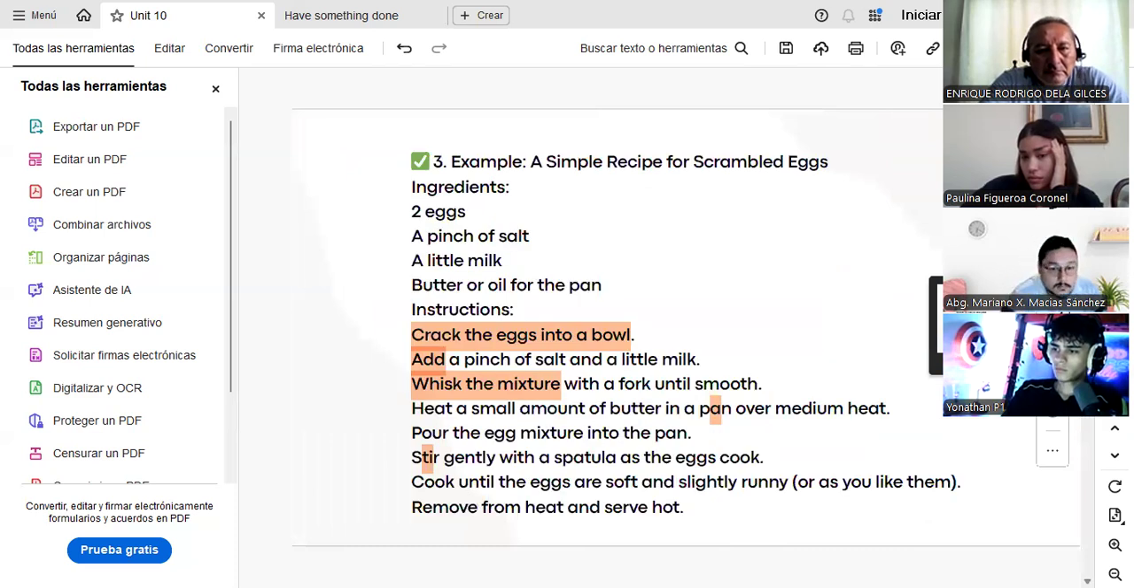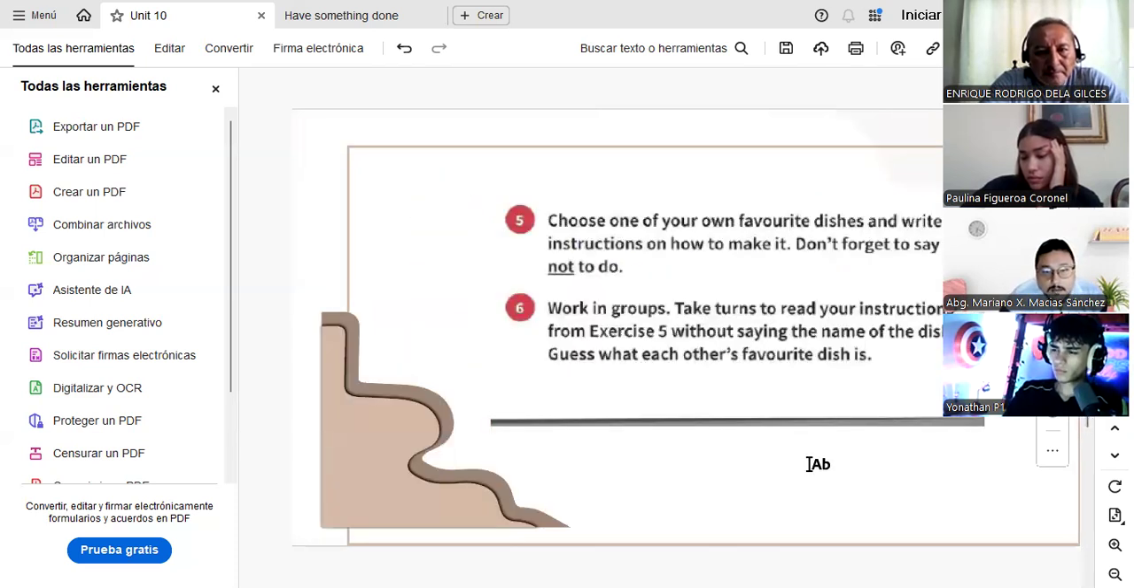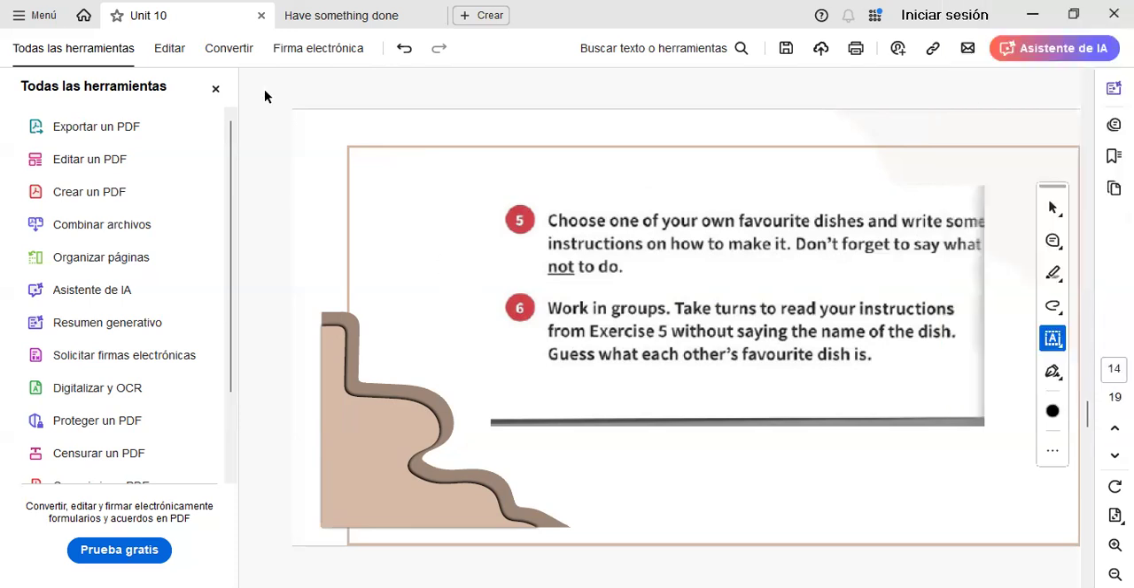Let me check. Okay. Let's try to do this. It says, choose one of your own favorite dishes and write some instructions on how to make it. Don't forget to say what not to do. So let's try to do it. In the chat, you are going to type a recipe for one of your favorite dishes, an easy, short one, right? Then we are going to read it aloud and compare the recipes. So please go ahead. Is the instruction clear? Yes. Okay, thank you so much. Go ahead. If you have any questions, let me know, please.